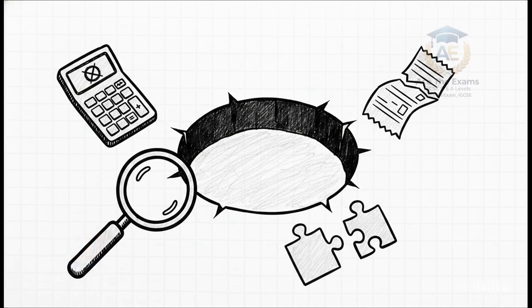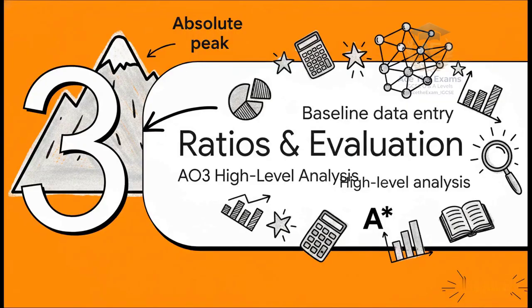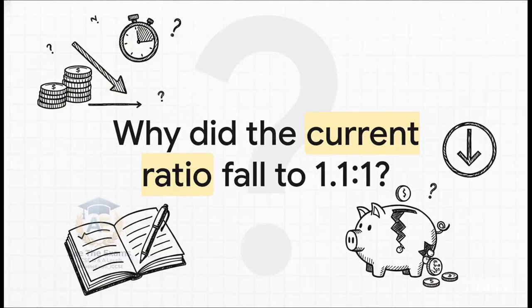Avoid those little traps, and your transition to the trial balance phase will be absolutely seamless. Okay, let's dive into Section 3, Ratios and Evaluation. This is your AO3 high-level analysis. This right here is what separates the passing grades from the A stars.